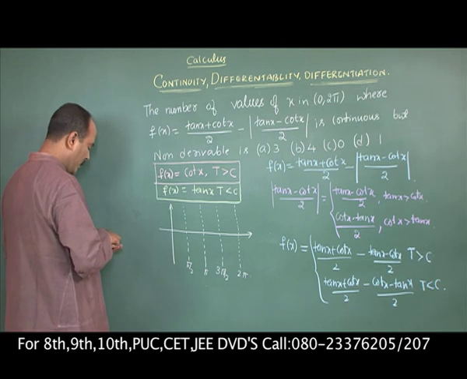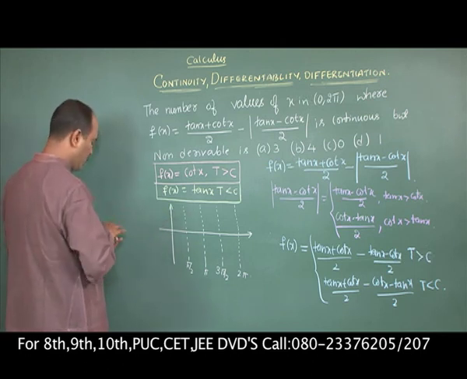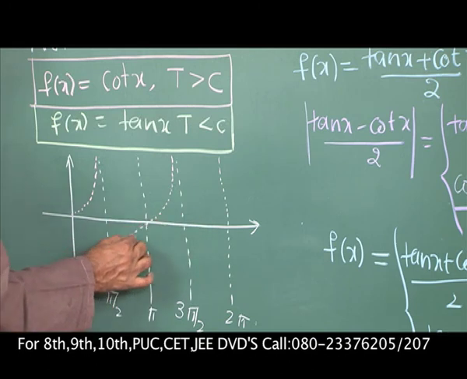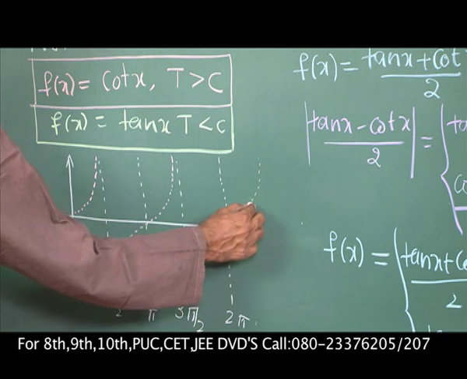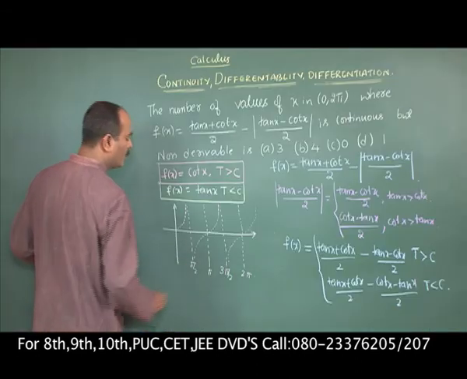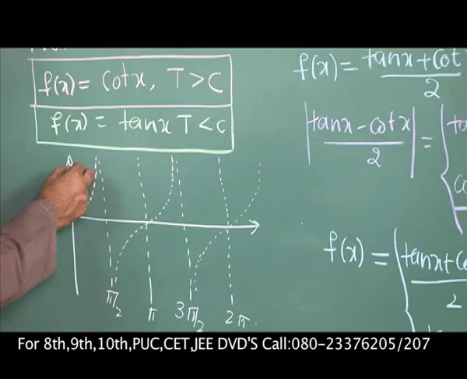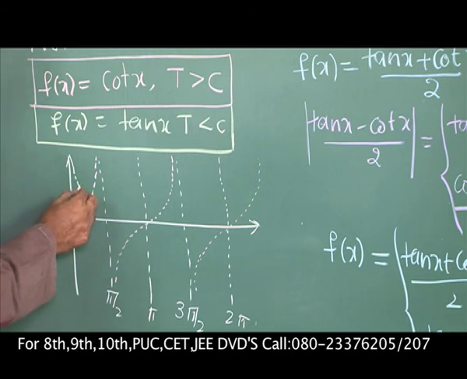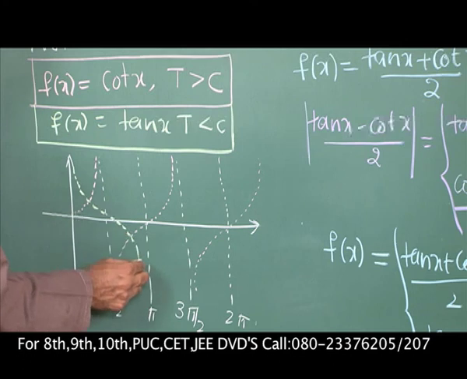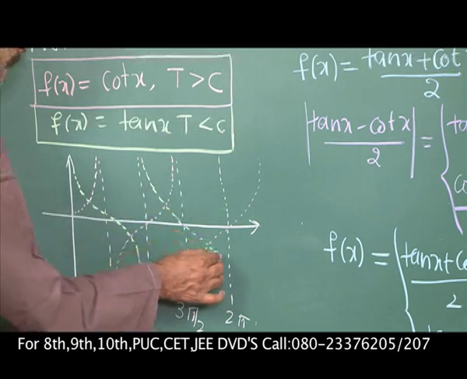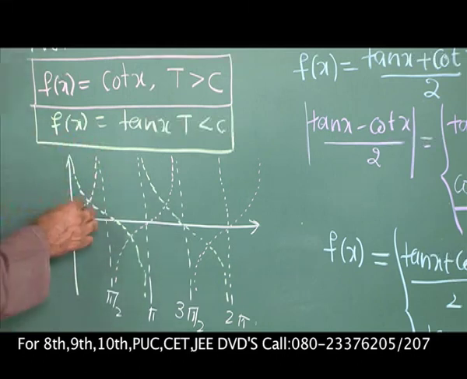Now, the graph of tan x is like this. x = π/2 is an asymptote, x = 3π/2 is an asymptote, and x = 5π/2 is an asymptote. So that is the graph of tan x. How will the graph of cot x be? The graph of cot x is like this. x = 0 is an asymptote, and x = π is the next asymptote. Again, the graph continues like this. This is cot x. This is tan x, and this part is cot x.